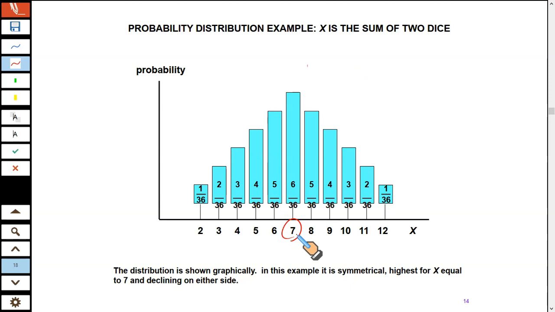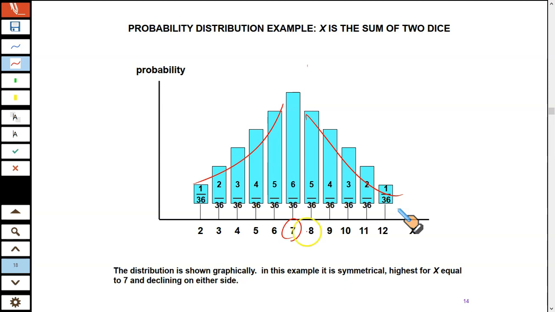And further, you can observe that the distribution is symmetrical around 7, with probabilities decreasing as you move away from the central value. So this is a practical demonstration of how expected value summarizes the center of a probability distribution.